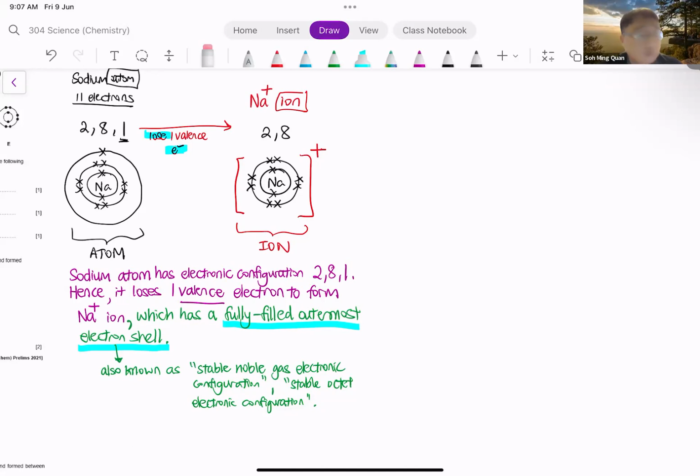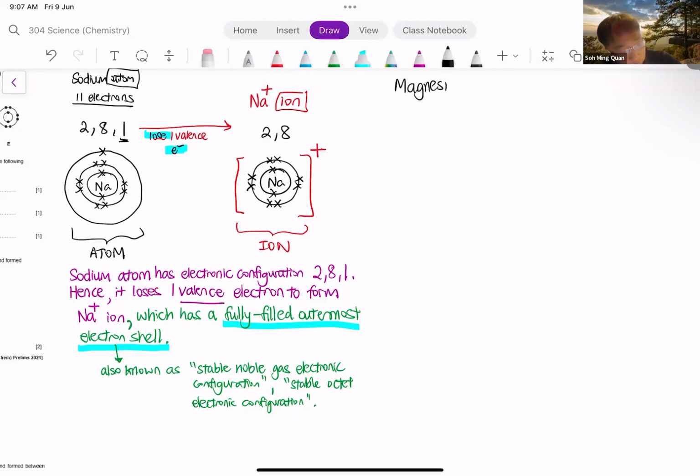So the same can be said for potassium. Potassium is a metal, so potassium will also lose one valence electron. Now, do all metals lose one valence electron? Obviously, the answer is no.